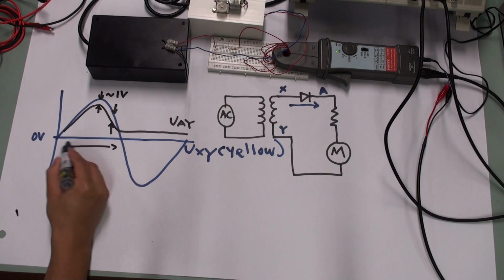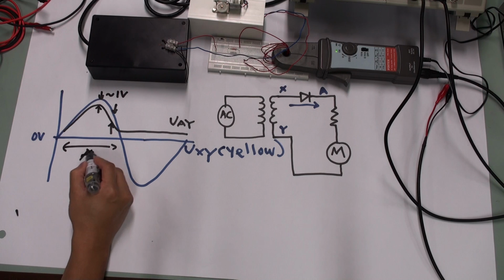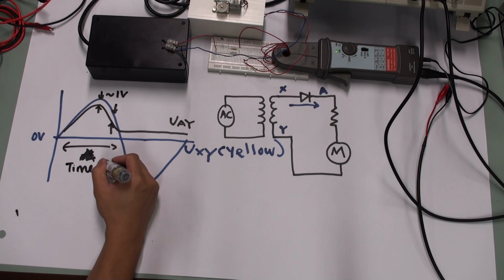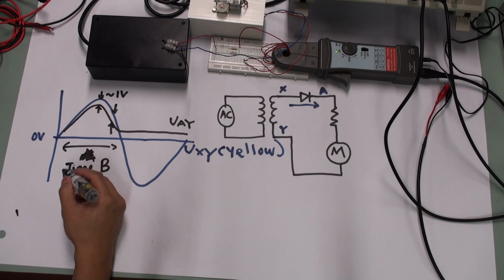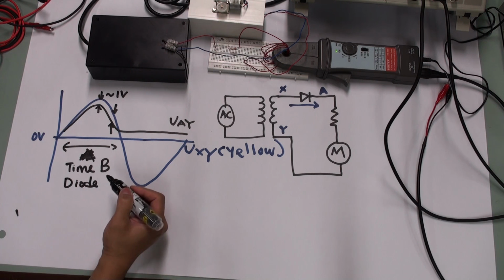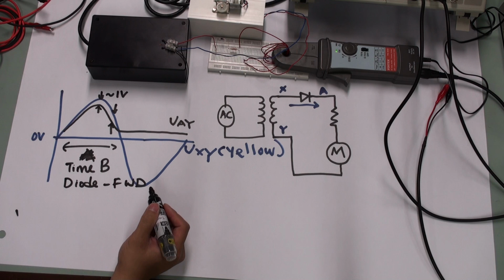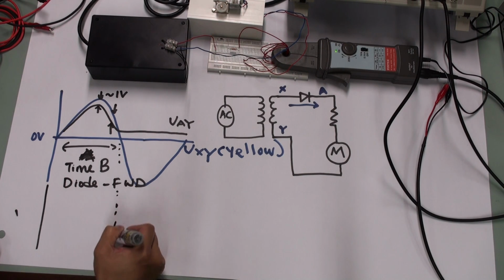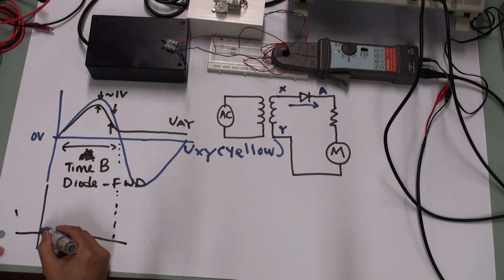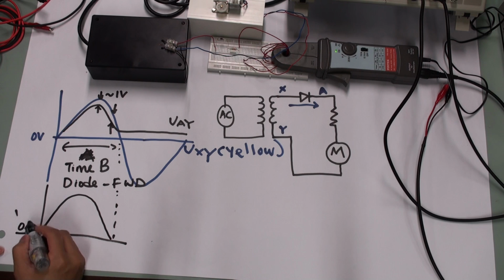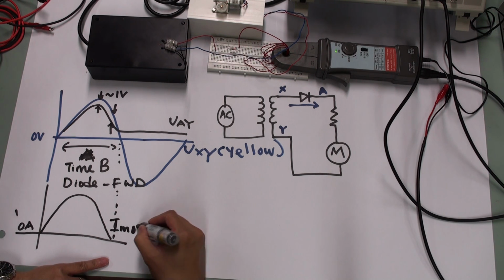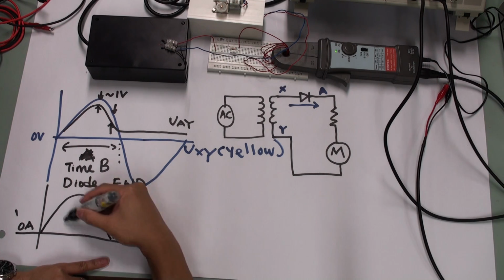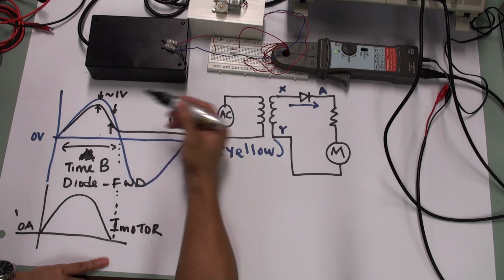And during this whole period of time, I will call it A. Sorry, I shouldn't use A. Let's call it period time B. During this period time B, the diode is forward biased, because we also observe that during this period of time the current waveform, this is 0 amp, and this is my I motor that we measured using the current probe just now. This positive current aligns with this time B here.